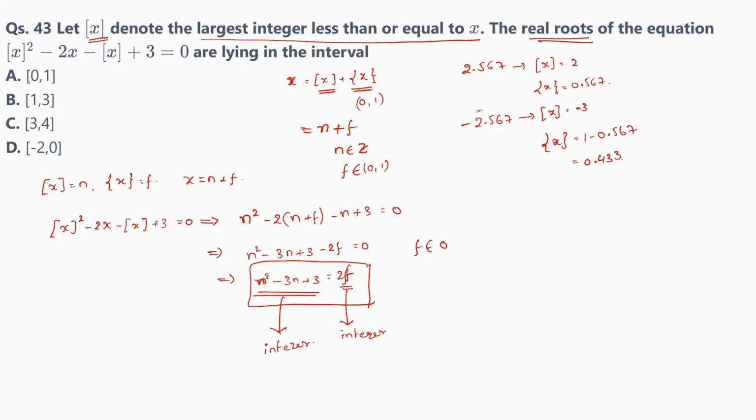f belongs to (0, 1). That implies 2f belongs to (0, 2). And 2f is an integer. This means 2f equals 1. That is the only possibility, the only integer between 0 and 2 is 1. So f equals 1 by 2. Right? So if you substitute 2f equals 1, what will you get?